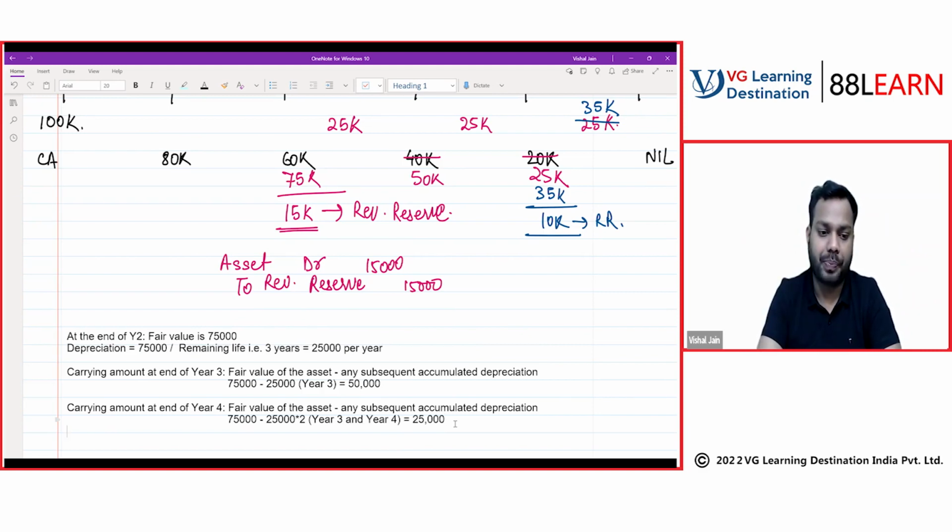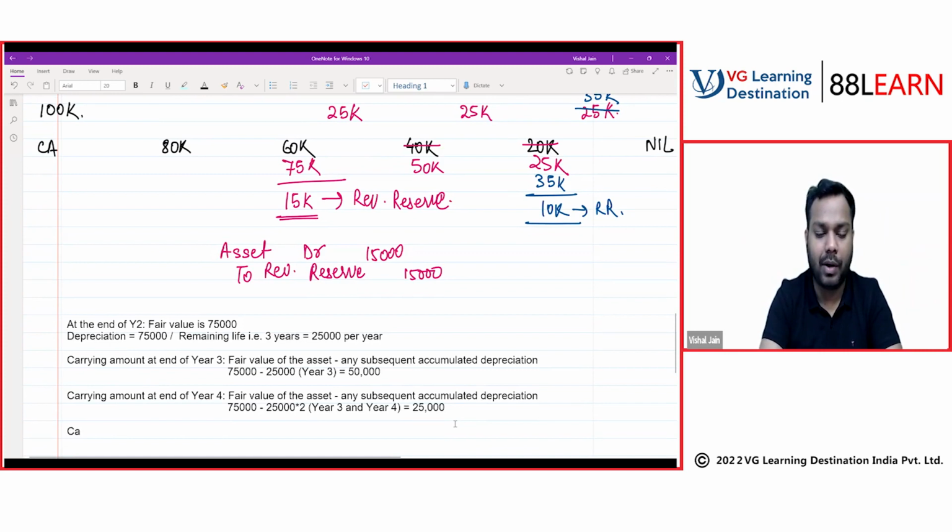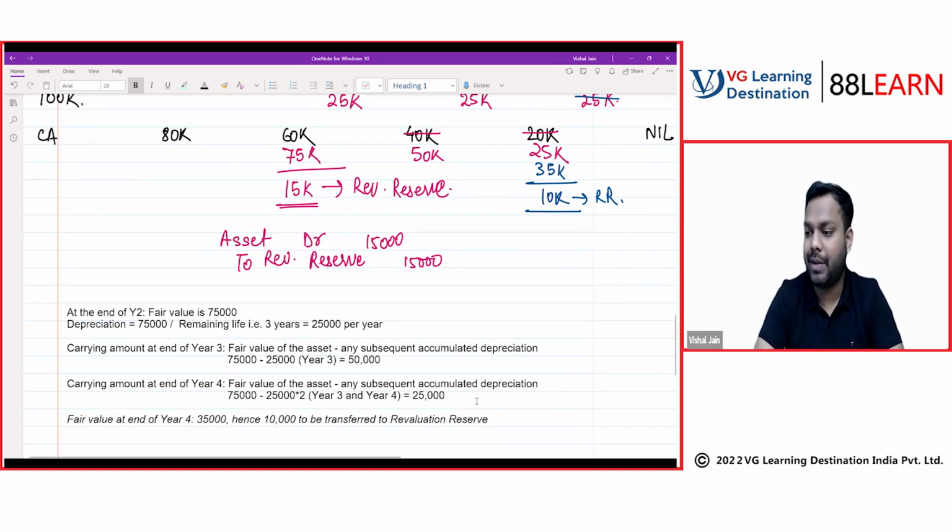Okay. Now carrying amount at the end of year 4. Now here only I write what is the fair value. Fair value at end of year 4 is what? 35,000. 35,000, right? So what is the difference? Hence 10,000 to be transferred to revaluation reserve, right? We transfer to revaluation reserve. Is it clear, everyone?